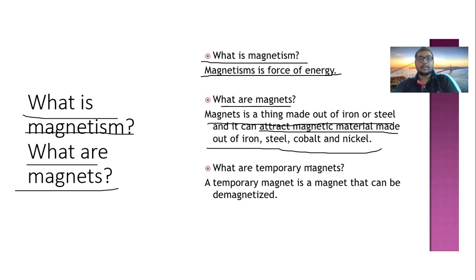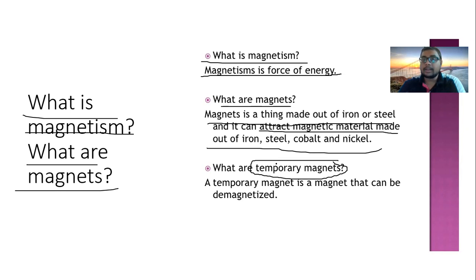There is also a category of magnets called temporary magnets and permanent magnets. So magnets are divided in two types. First type is permanent magnets. Second is temporary magnets. We are going to study temporary magnets today. Permanent magnets are the magnets which are permanent; their magnetic properties are constant.